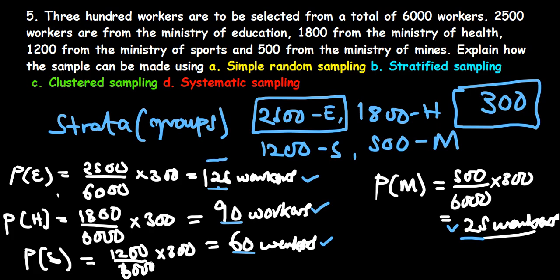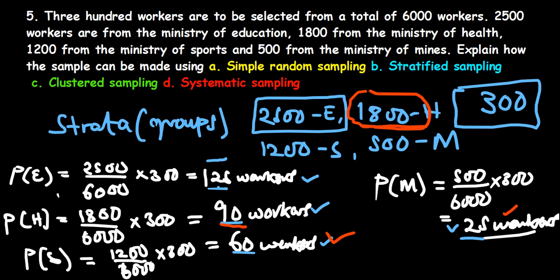And then for the Ministry of Health, you are going to do the same. You give them unique numbers from 1 to, how many did we have in the Ministry of Health? We had 1800. So you give all these numbers from 1 up to 1800 there. And then once you get those numbers, you put them in a random generator. In the random generator, you pick the first 90 workers. Even this one here, you're going to do the same. Even this, you're going to do the same.